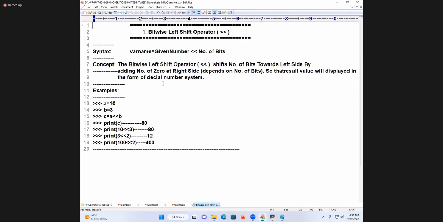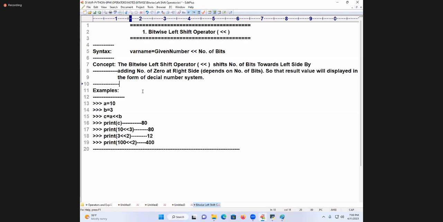Read out this concept now. Variable name is equal to given number double less than number of bits. What is the concept? The bitwise left shift operator shifts the number of bits towards the left side by adding zeros at the right side. How many zeros? Depends on the number of bits. The result will be displayed in the form of a decimal number system.